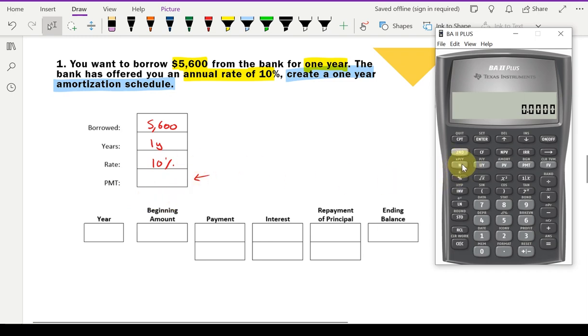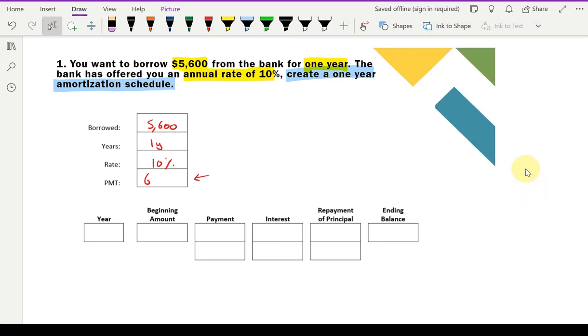So let's start from left to right. What is the timeline? It's 1 year. Okay. What's the interest rate? It's 10%. Hopefully you guys are comfortable enough now with the keys to not have to use that chart we've been using. The present value is what we borrowed. So $5,600. Okay, the payments are what we're looking for, and we're going to pay that down to 0, so future value is 0. So let's compute the payment. So the payment is going to be $6,160. That is what we're going to pay in the year.